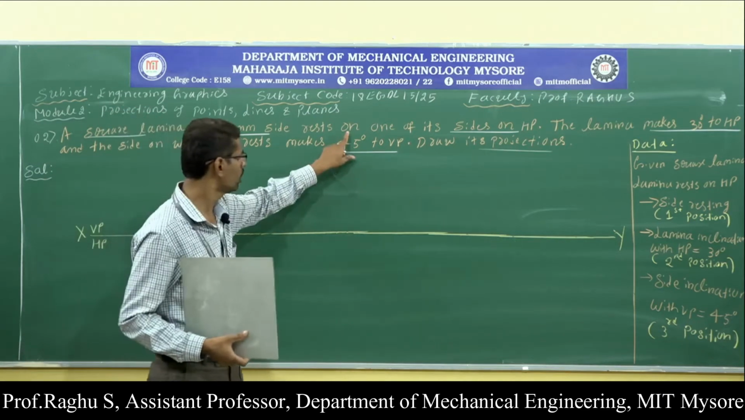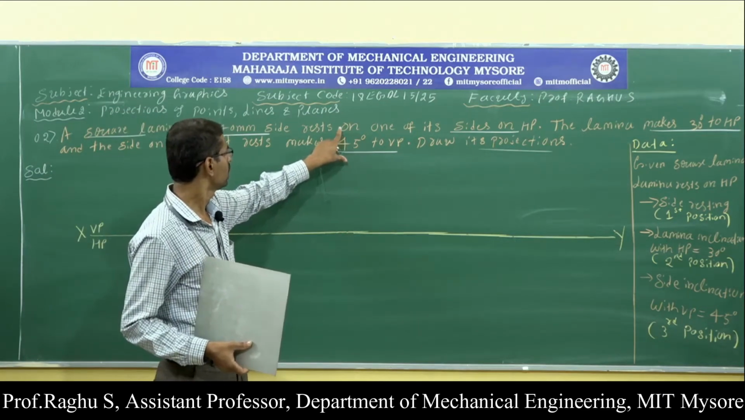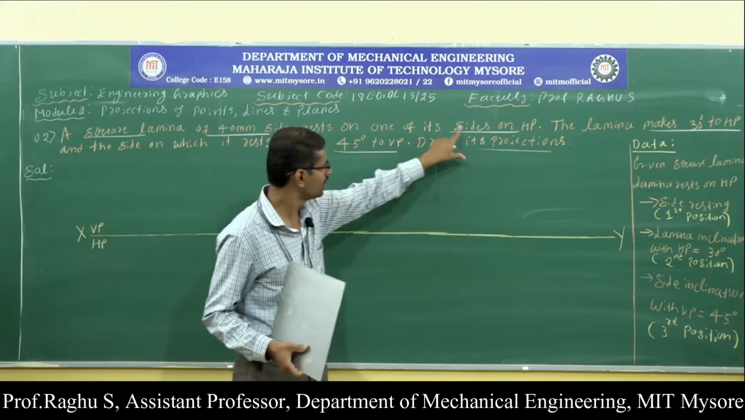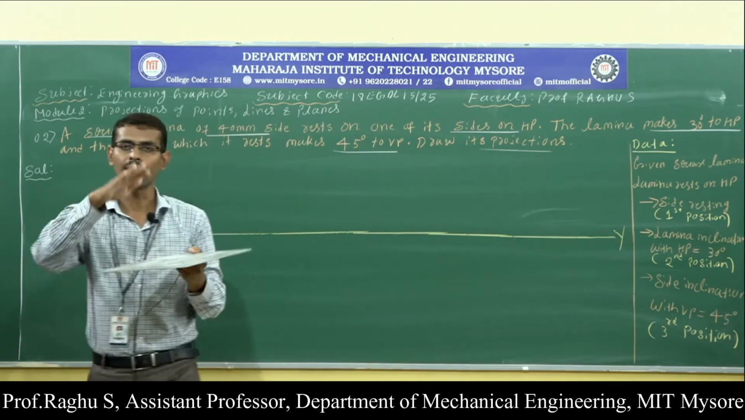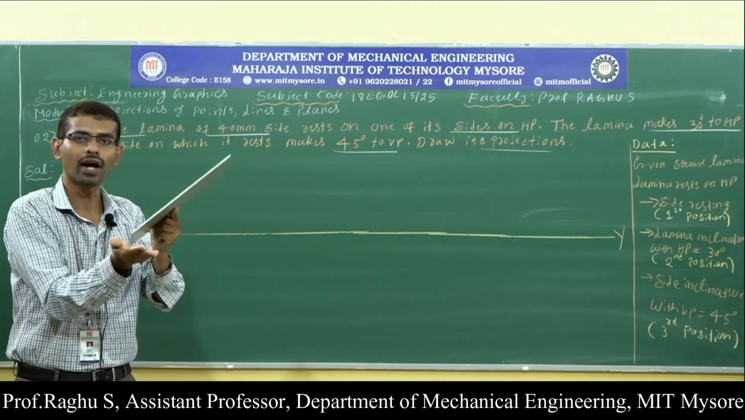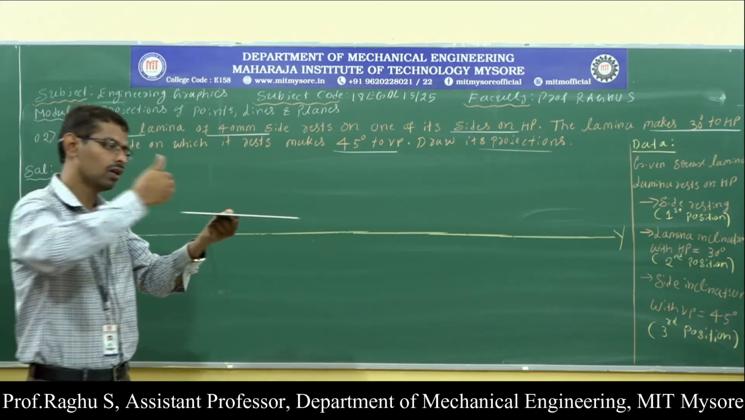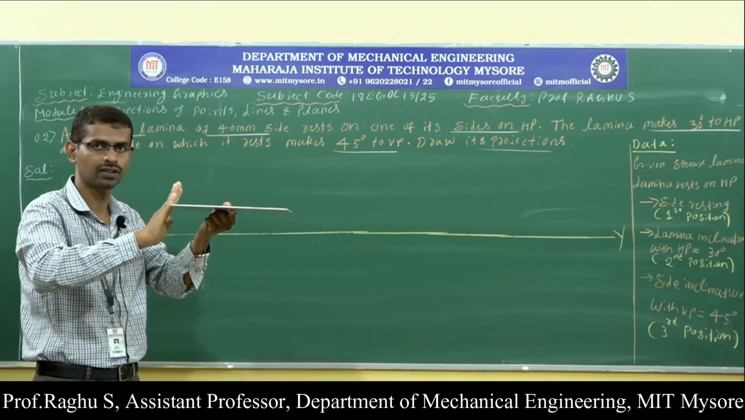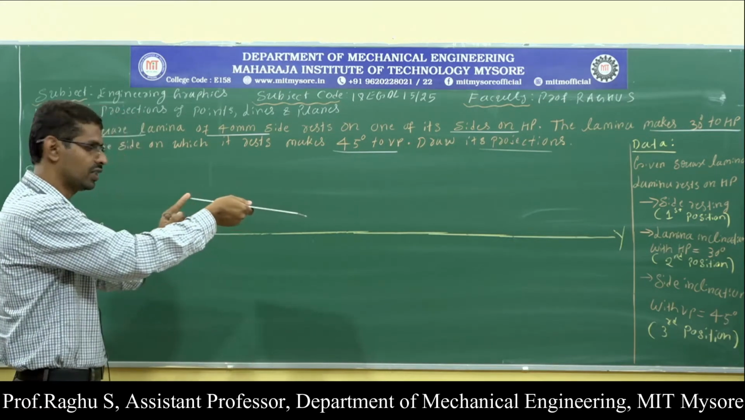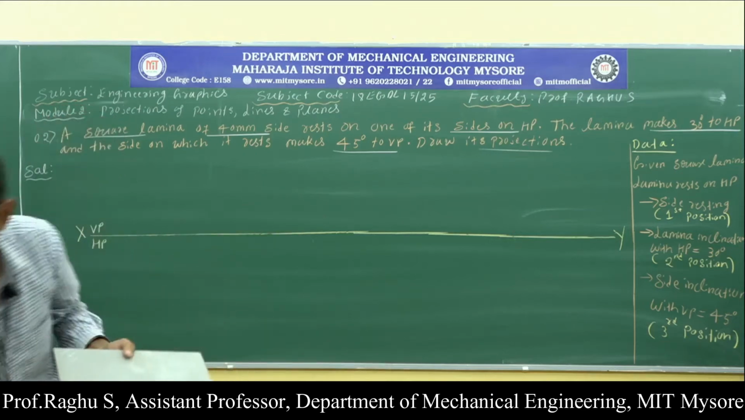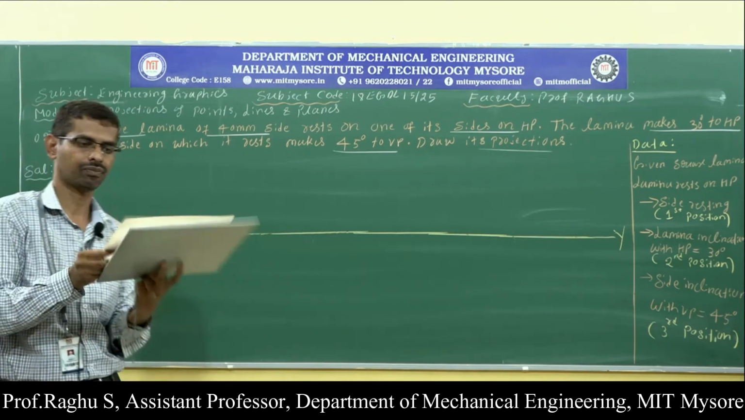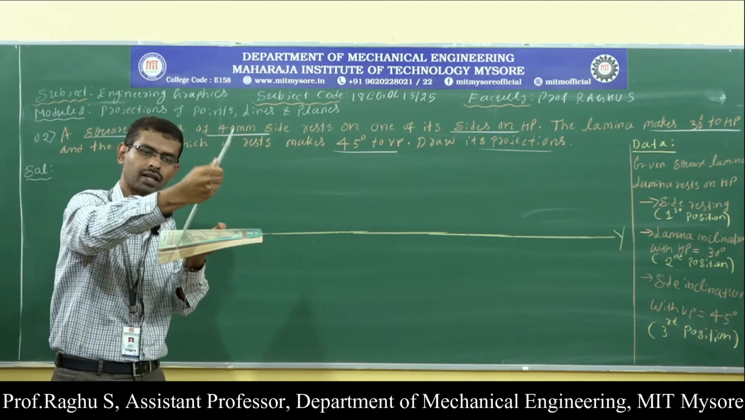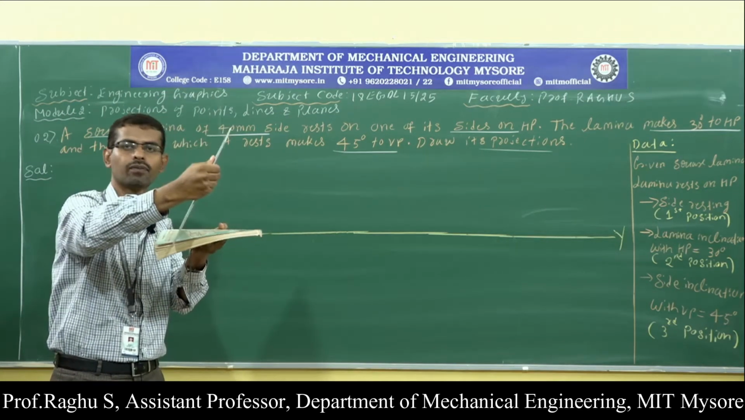Okay, here in the problem, it is clearly mentioned that the square lamina of 40 mm side rests on one of its sides on HP. The lamina resting on HP with one of its sides means, here I am taking the left side as the resting side. So this is the resting side, and this is the horizontal plane.